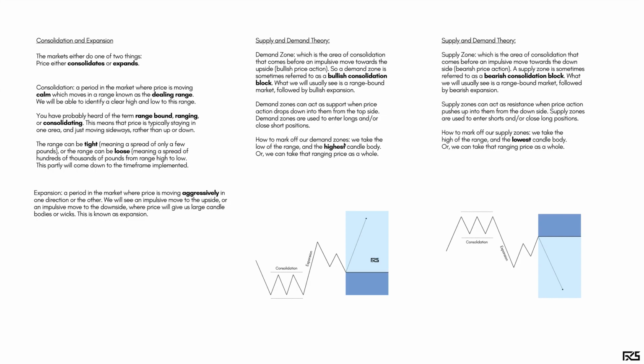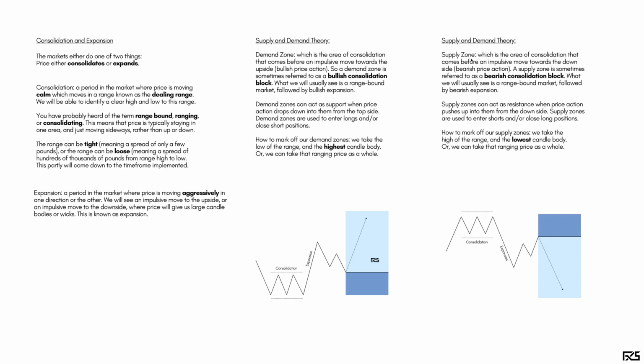So how to mark off demand zones? Well, we take the low of the range and the highest candle body, or we can take the actual trading range as a whole. So this would be our range. We can take this, but we would have order blocks within this range as we get into. But this is just the theory. So consolidation, range bound, expansion up. This can act as support, as our demand zone for price to come back into, so we can enter longs and or close short positions.